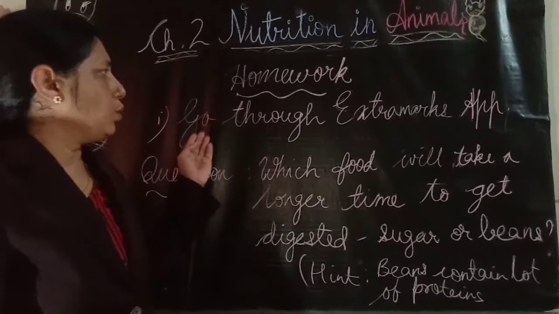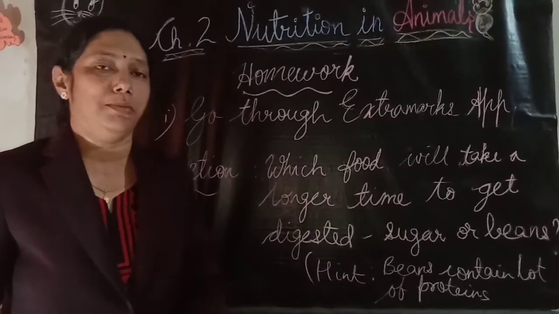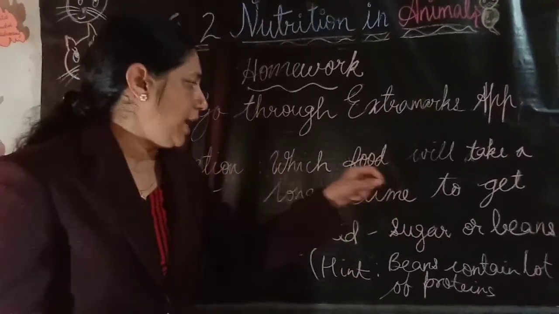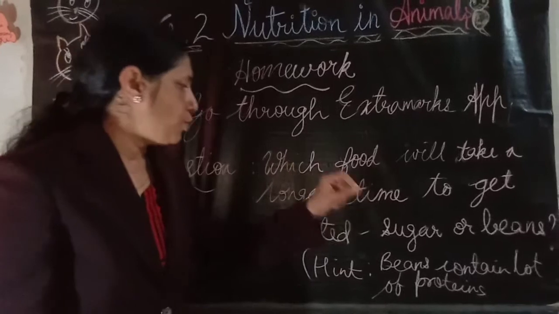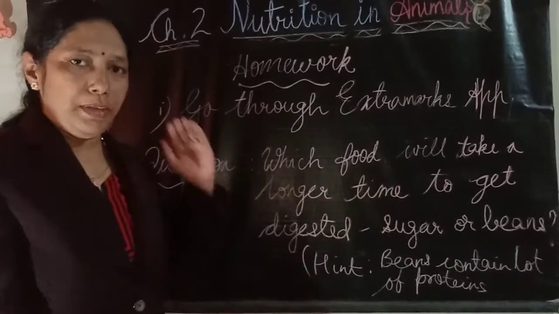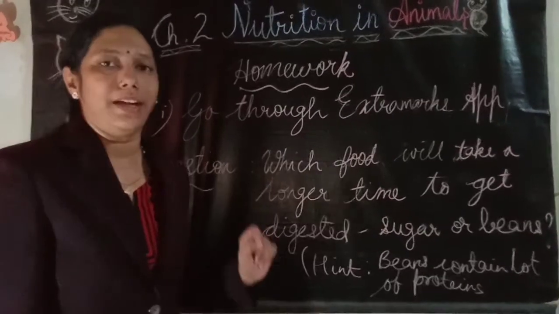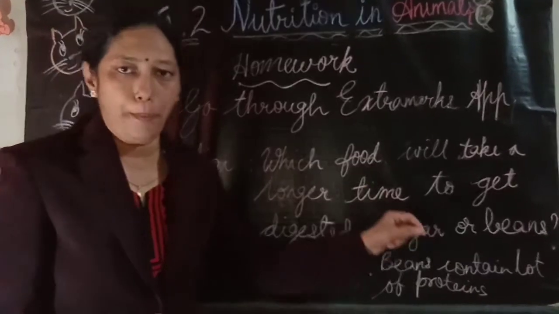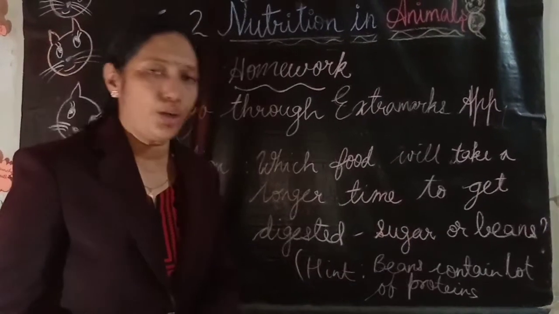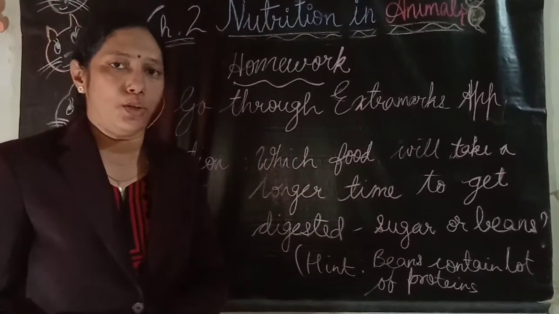Now it's time for today's homework. Today's homework is to go through the Extra Marks app for digestion in grass-eating animals, and today's question is, which food will take a longer time to get digested, sugar or beans? I repeat the question, which food will take a longer time to get digested, sugar or beans? The hint is given, beans contain a lot of proteins. I hope you will be ready with the answer by tomorrow.